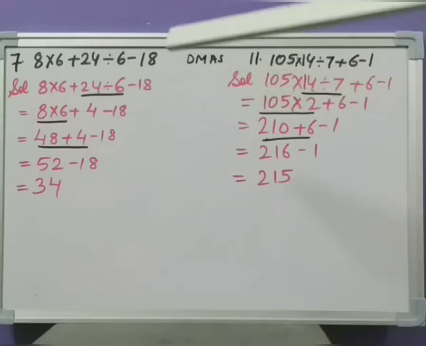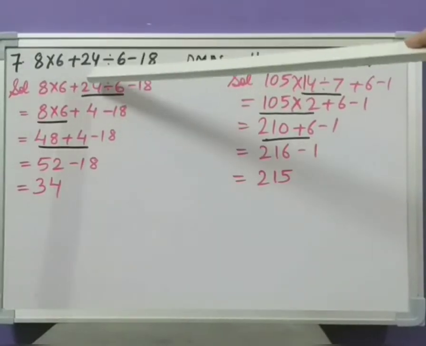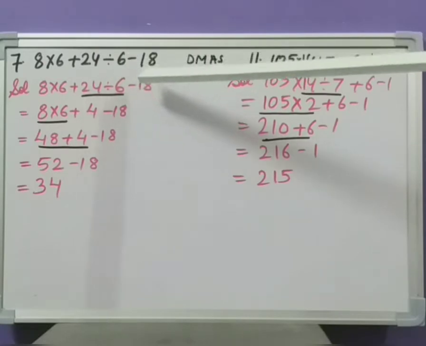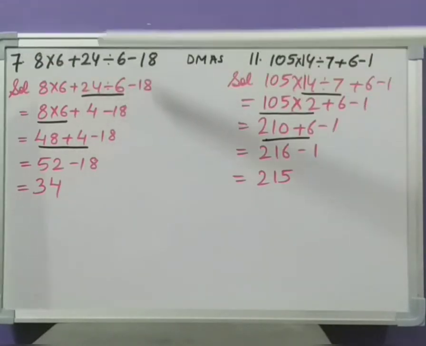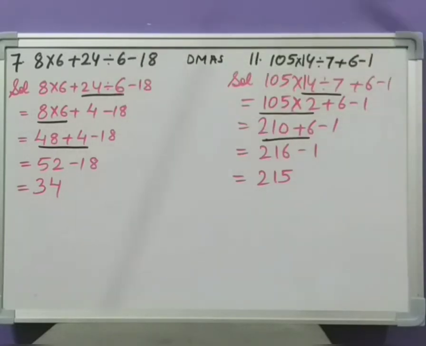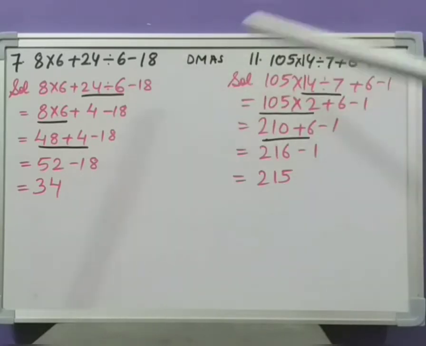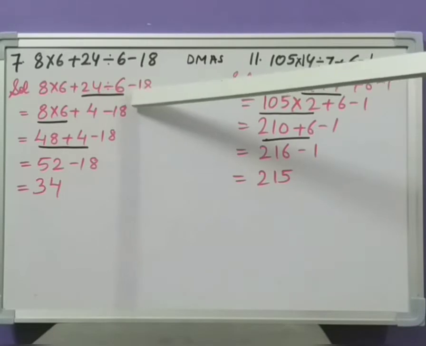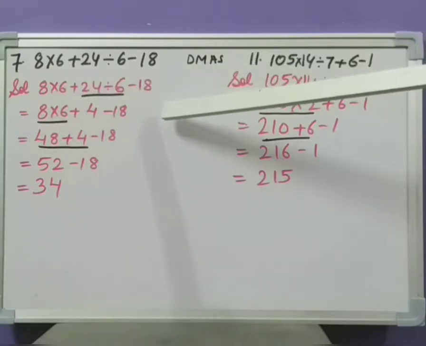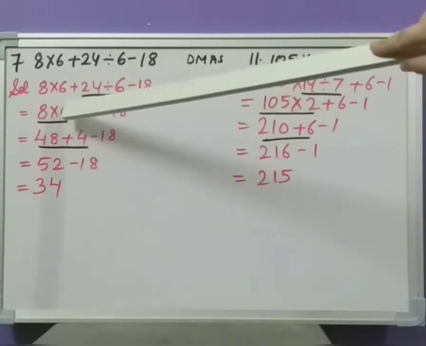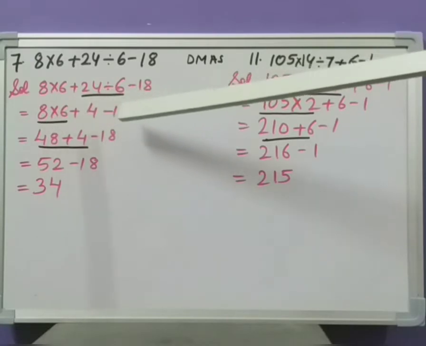Number 7. 8 multiplied by 6 plus 24 divided by 6 minus 18. Now we can solve it like 8 multiplied by 6, then plus 24, then divide by 6, then minus 18. But according to the DMAS, we cannot change the order. So first we are going to divide. So 24 divided by 6 is equals to 4, and write the other numbers as it is. So 8 multiplied by 6 plus 4 minus 18.